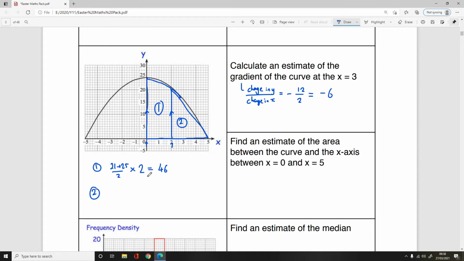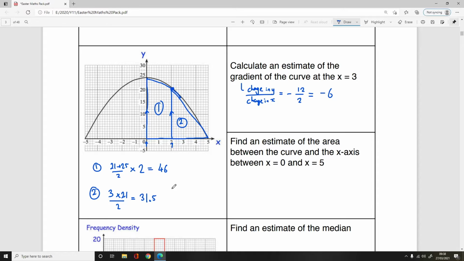The second one is a triangle, half times base times height. The base is 3, because that's the difference between 2 and 5 on the bottom. The height is 21, because that's how high up it goes here. And halve it, because it's half times base times height. That will give me 31.5.